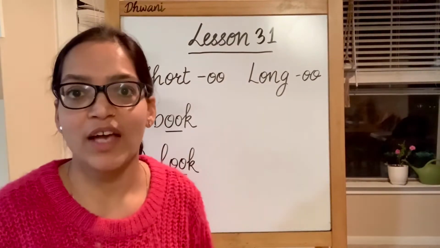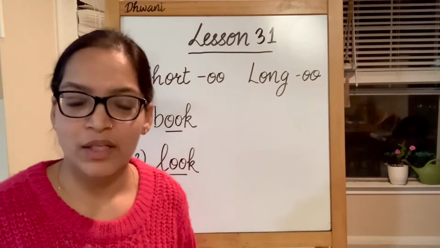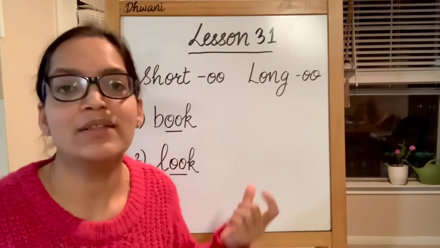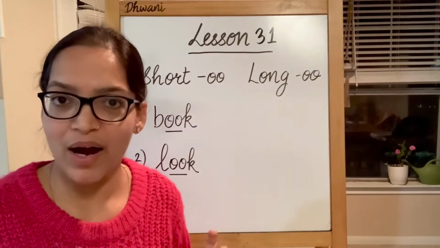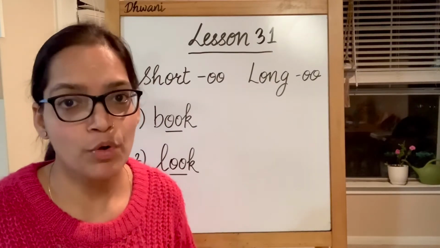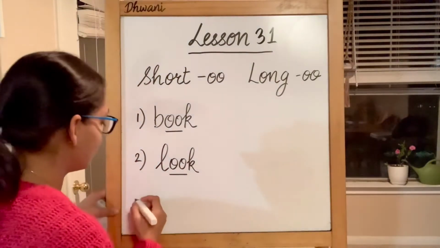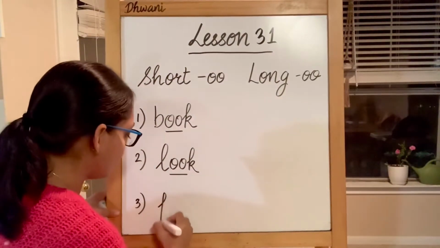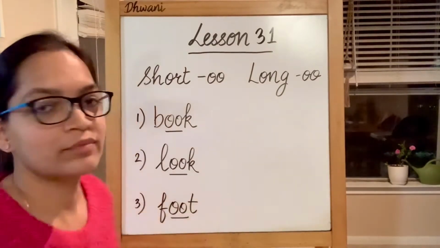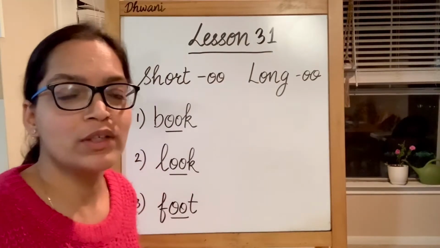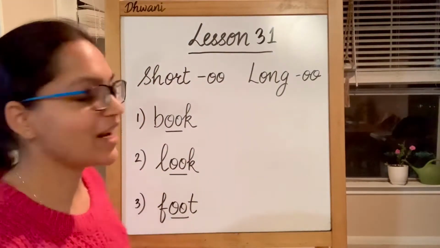In the same way we have look. We don't say look, we say look. In the same way we don't say book, it's book. So the sound is very soft, mild and not dominant. Book, look, foot. Do we say it as foot? No, it's foot. So book, look and foot.